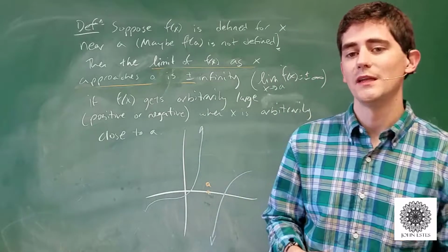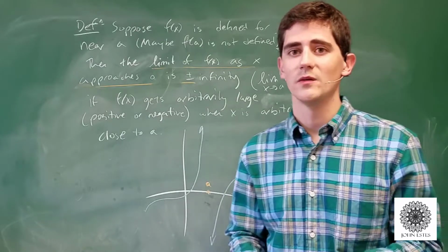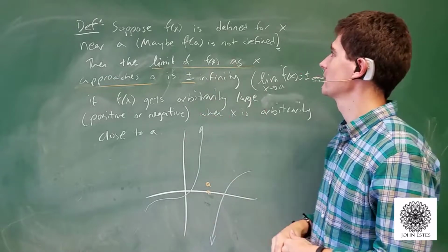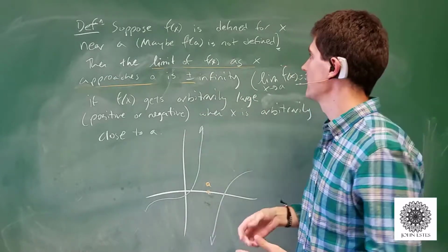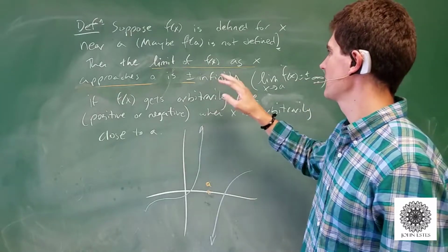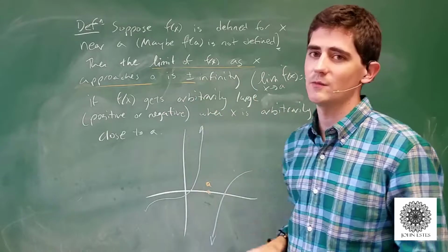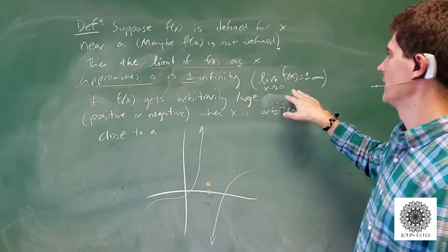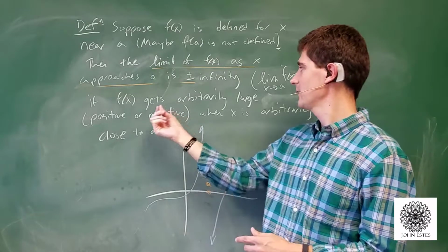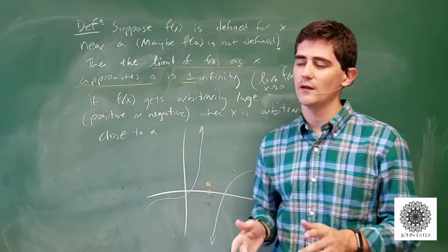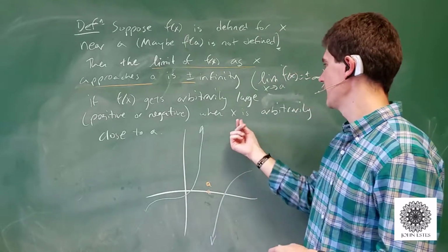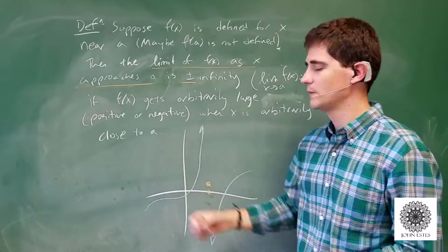Another aspect of limits we need to consider is the possibility of vertical asymptotes. Suppose f of x is defined for x near a. Again, maybe f of a is not defined. That's okay. The limit of f of x as x approaches a is plus or minus infinity, and you can write it this way: the limit as x approaches a of f of x equals plus or minus infinity, if f of x gets arbitrarily large, and we mean that in the positive or the negative sense, the absolute value is getting arbitrarily large as x is arbitrarily close to a.